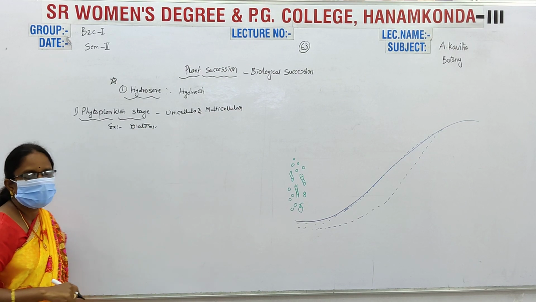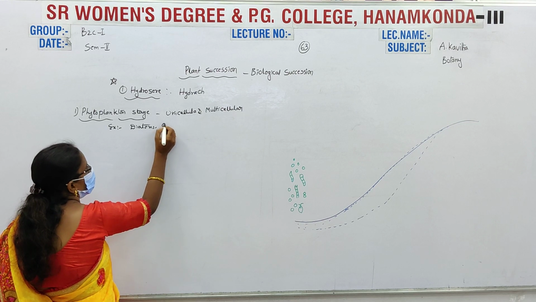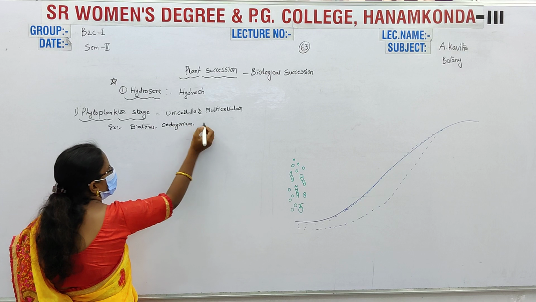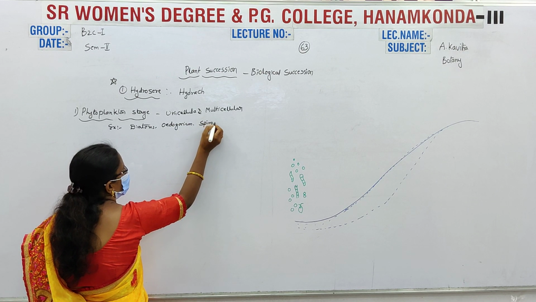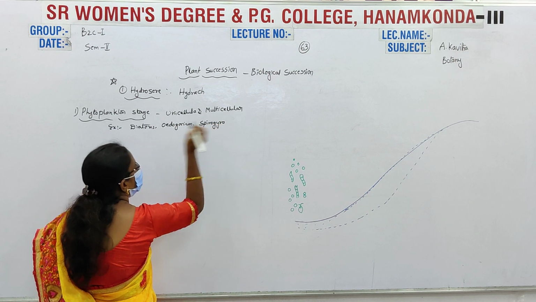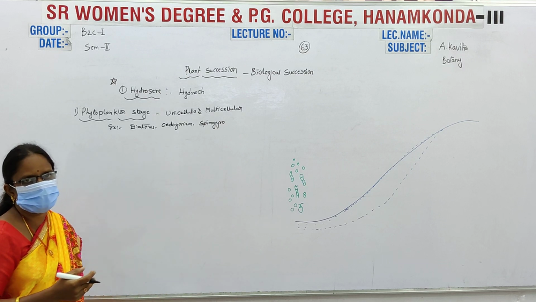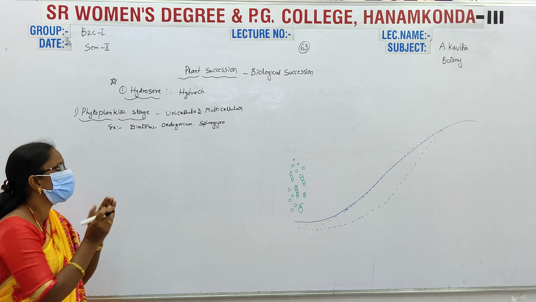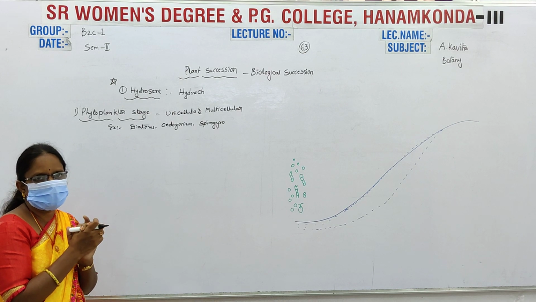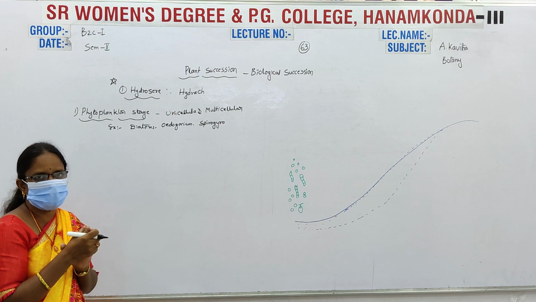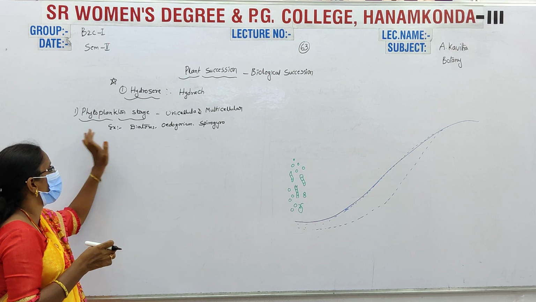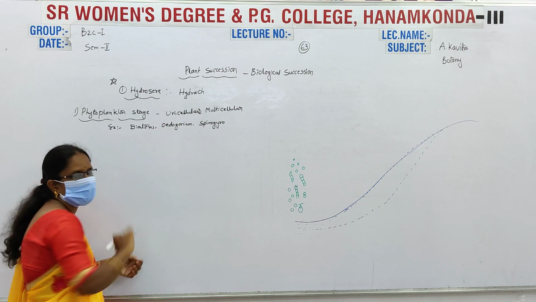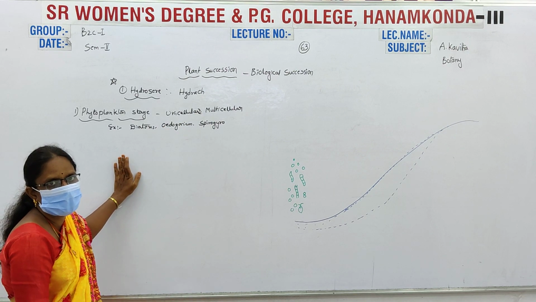Oedogonium, Spirogyra, Chlorella. These are examples of phytoplanktons. Very small phytoplanktons are the first to develop in the aquatic ecosystem. This is the first stage, the phytoplankton stage. Unicellular and multicellular forms also develop in this stage.